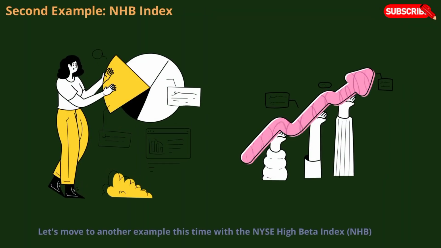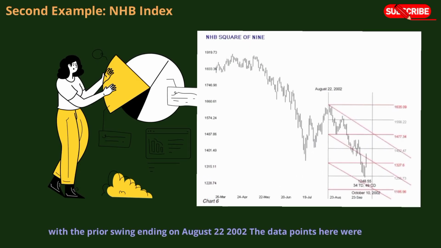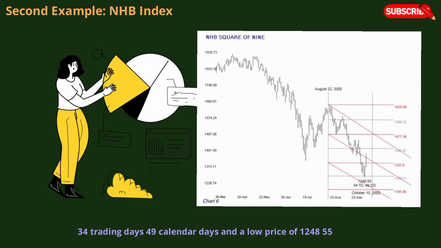Let's move to another example, this time with the NYSE High Beta Index NHB. On October 10, 2002, the NHB made a significant low, with the prior swing ending on August 22, 2002. The data points here were 34 trading days, 49 calendar days, and a low price of 1,248.55. This index is not directly tradable, but it provides valuable insights due to its leading nature among high beta stocks.